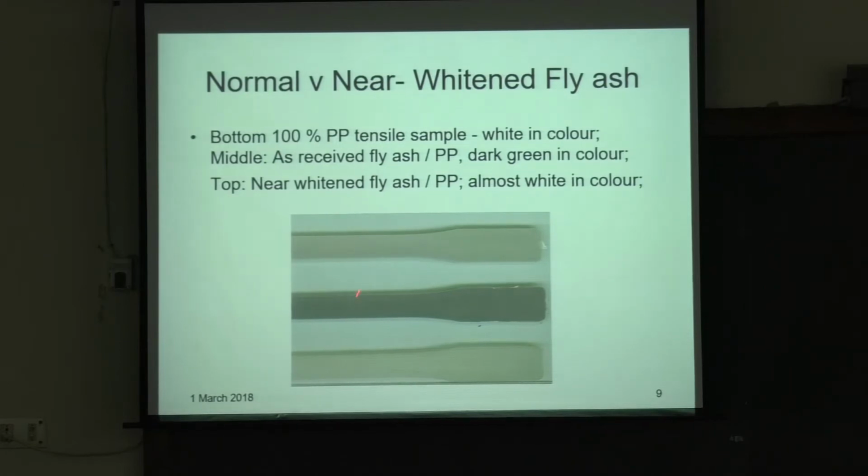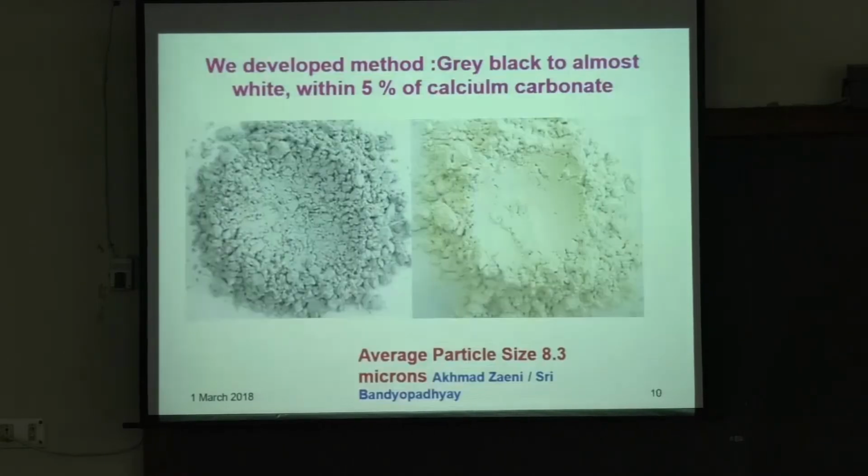So if I ask you, this is 100% polypropylene, this is polypropylene plus this normal gray-black fly ash, and this is, if you whiten the fly ash, remove this residual carbon, it becomes pretty close to that, isn't it? So this one, you can see, has a lot of visibility, almost white in color. And of course, then you can measure the whiteness by using equipment, all right? So you can give a feature to that.